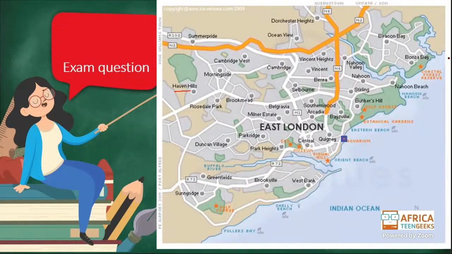Obviously there's no Mthatha on the map, right? But you can see that N2 eventually takes you to Mthatha, right? Whereas if you are going in this direction, you eventually reach King Williamstown. And if you're traveling on the N6, you eventually reach Queenstown, right? So the correct answer will be N2, right? So well done to all of you.